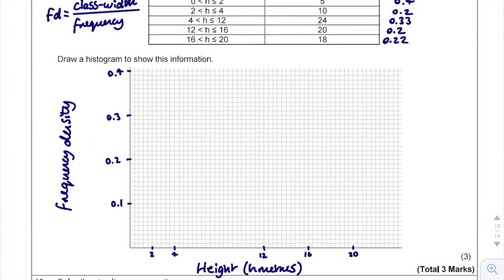So now we just need to draw our bars. So the first one is going to have a frequency density of 0.4 and a height of 2 meters. So that is going to look something like that. And then the next one is going to have a height of 2 meters and a frequency density of 0.2.